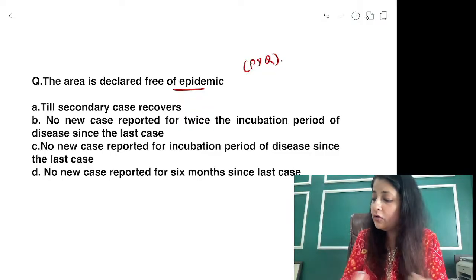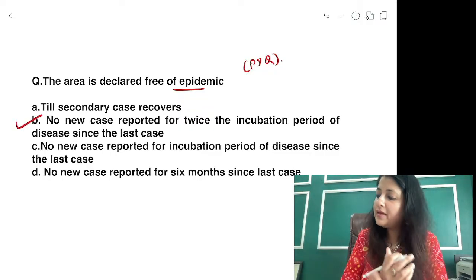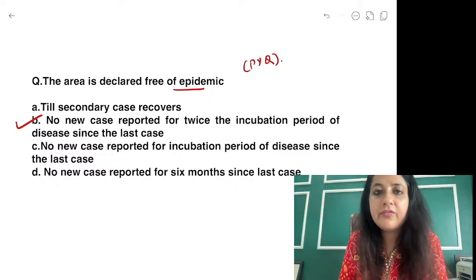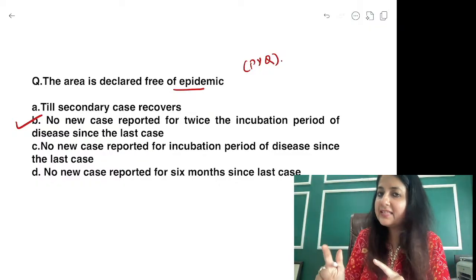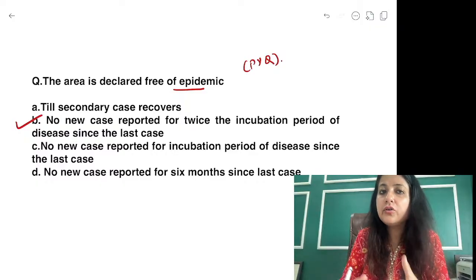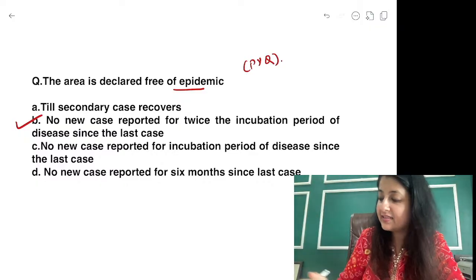ठीक है, ऑलराइट. Area is declared free of epidemic when no new case is reported for twice the incubation period of the disease since the last case. Twice the incubation period. They could ask you to calculate also. So it is twice the incubation.